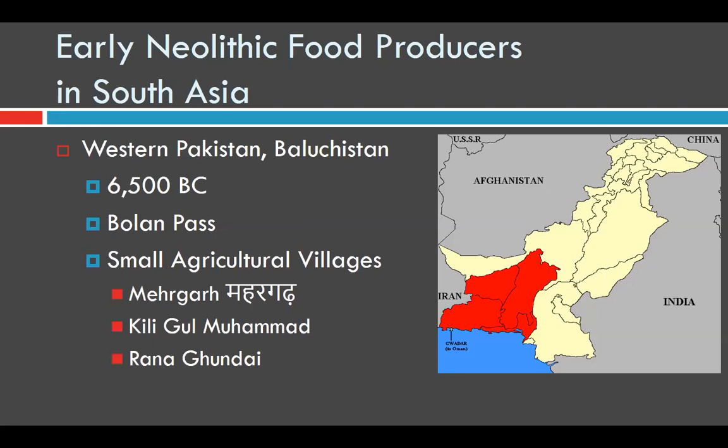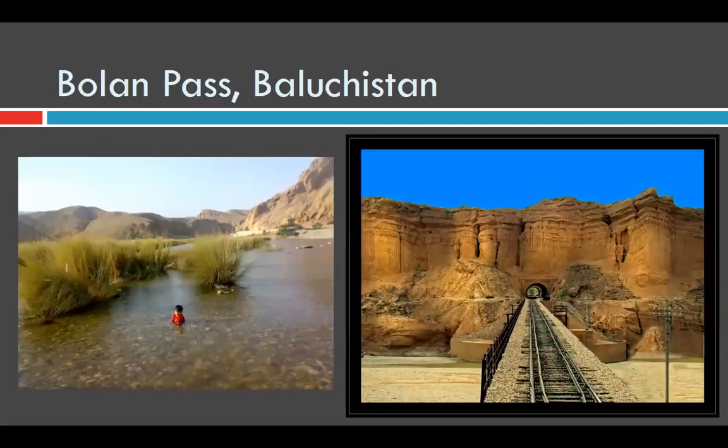By 6500 BC, a little after, small agricultural villages start to emerge. Mehrgarh is one important one. We'll also mention Kili Gul Muhammad and the Rana Ghundai sites as well. They preserve this early Neolithic archaeology as it happened.